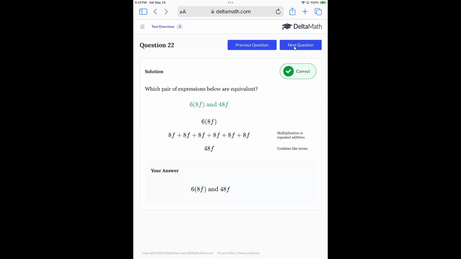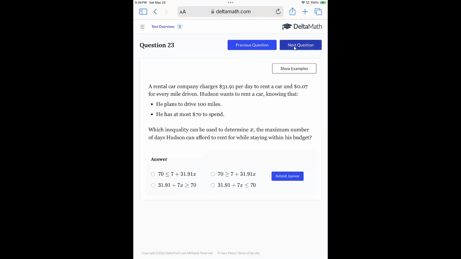Next question is question 23. All right, it says we got a rental car here, charges $31.91 per day to rent a car, and 7 cents for every mile driven. Hudson wants to rent a car knowing that he plans to drive 100 miles. He has at most $70 to spend. So that's his budget. He can't go over 70. And then it says, which inequality can be used to determine X, the maximum number of days Hudson can afford to rent for while staying within his budget.